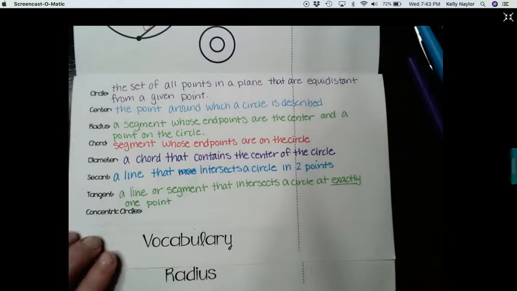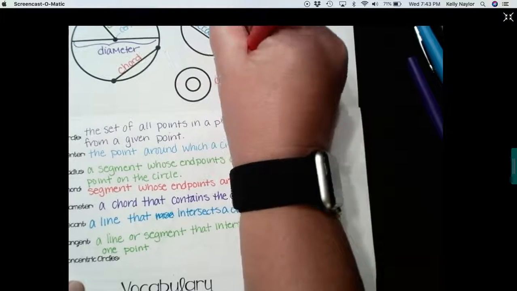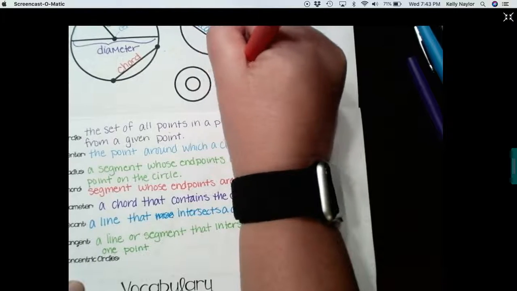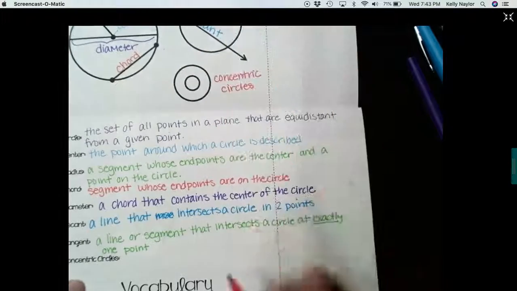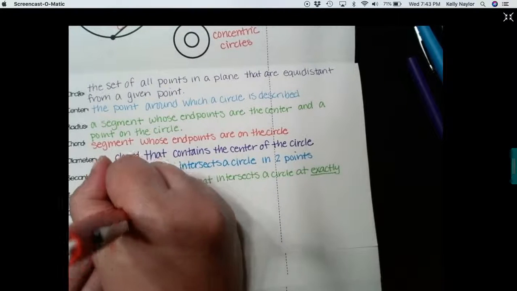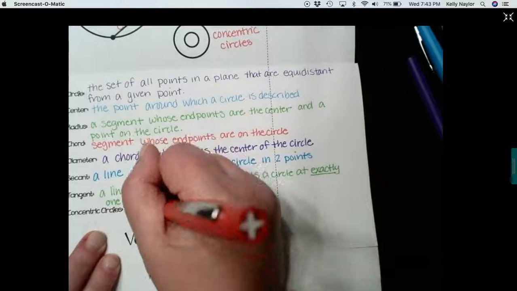And then finally we have what are called concentric circles. And concentric circles look kind of like donuts. Concentric circles are circles that have a common center.